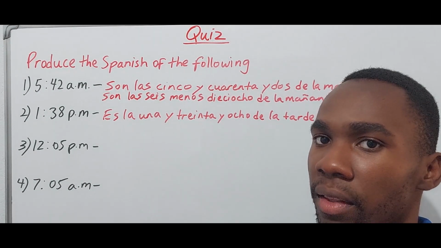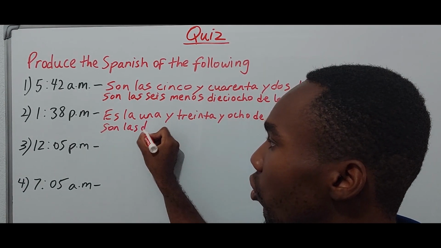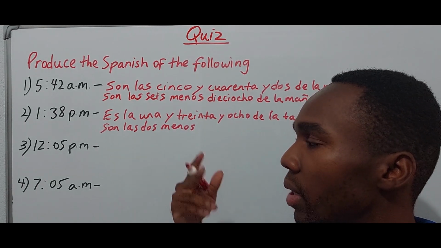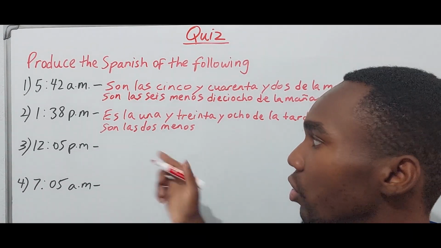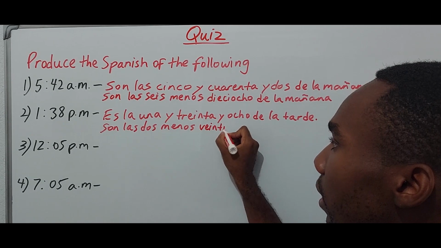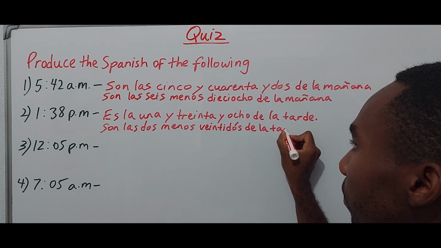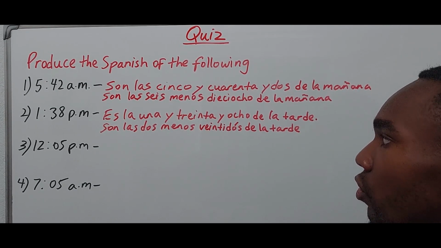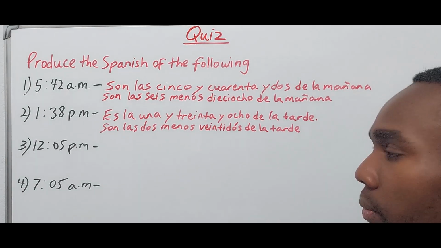Or we could do the countdown method. So what's the next hour? 2 o'clock. Son las 2 menos, and how many minutes remain until 2 o'clock is reached? 22. So menos 22 de la tarde. So es la 1:38 de la tarde or son las 2 menos 22 de la tarde. Cool.